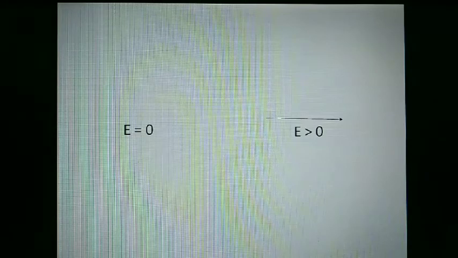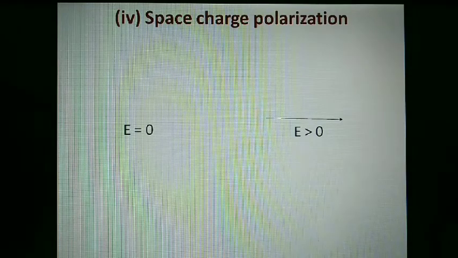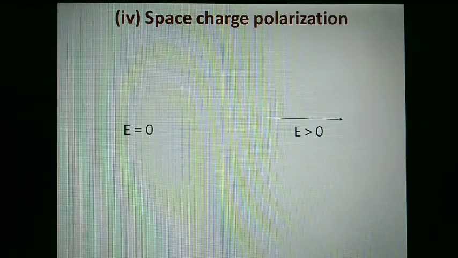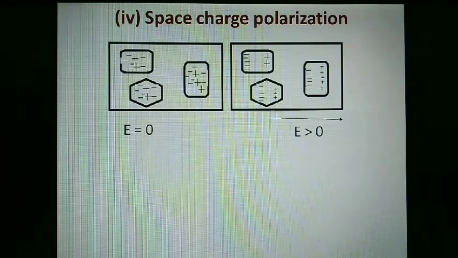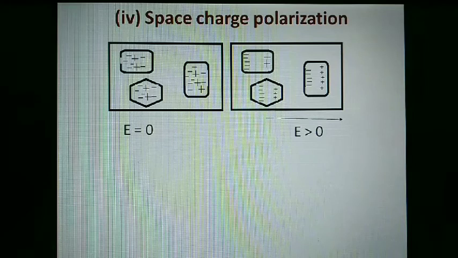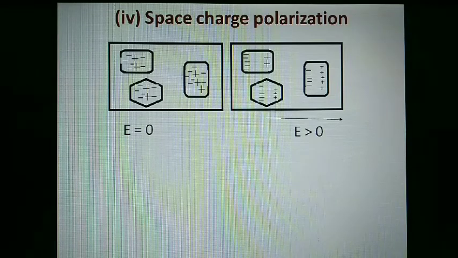The other type of polarization mechanism that happens in a dielectric material is space charge polarization. This kind of polarization is possible in multi-phase dielectric materials. In some dielectrics, a few localized regions of different electrical resistivity exist, as shown here. Such materials are known as multi-phase dielectric materials. Charges usually accumulate within the regions of lower electrical resistivity.